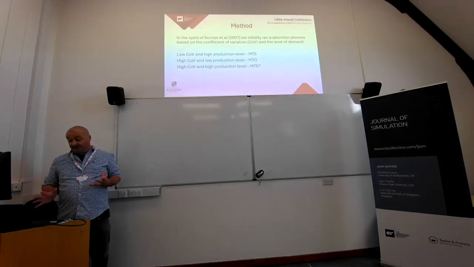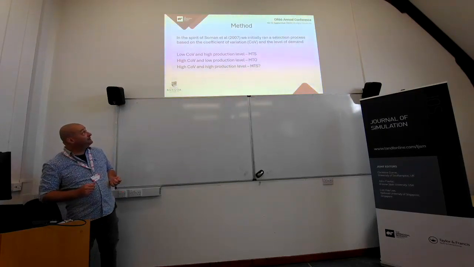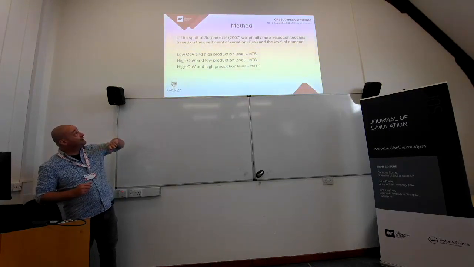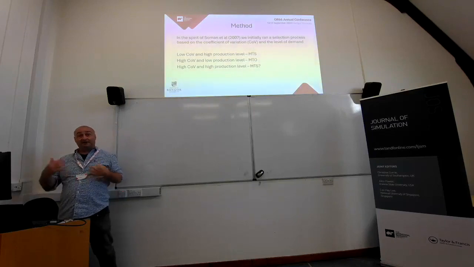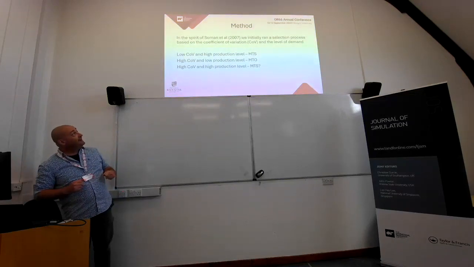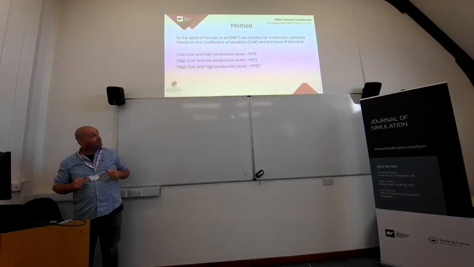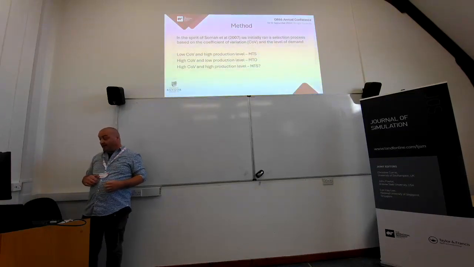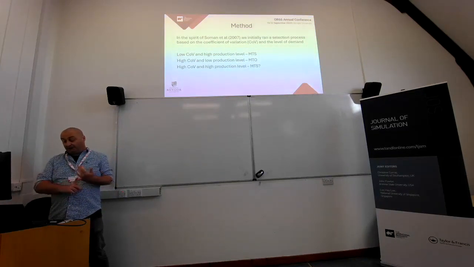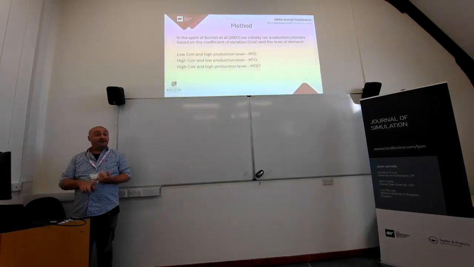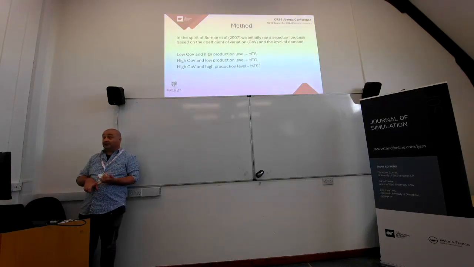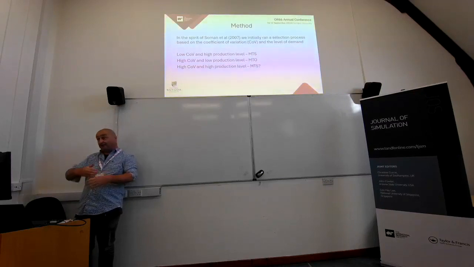So initially, what we set up was a model where a low coefficient of variation and high production level would be made to stock, obviously, because that's nice and predictable, and then a high COV and low production levels would be MTO, and then sometimes the high COV with a high production level might be treated as made to stock, depending on the production availability that you've got in your production plan over the next month or so.